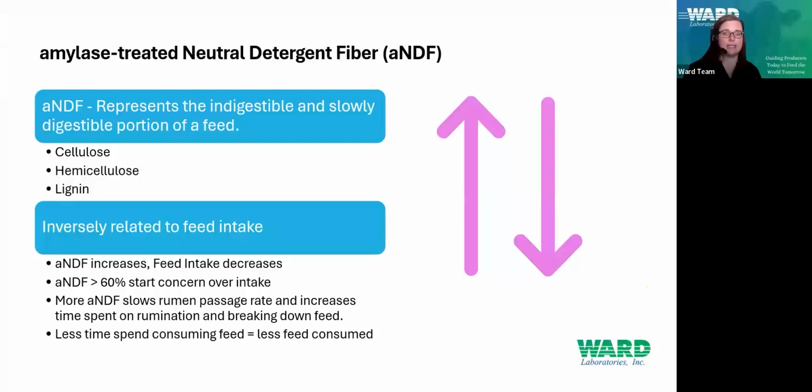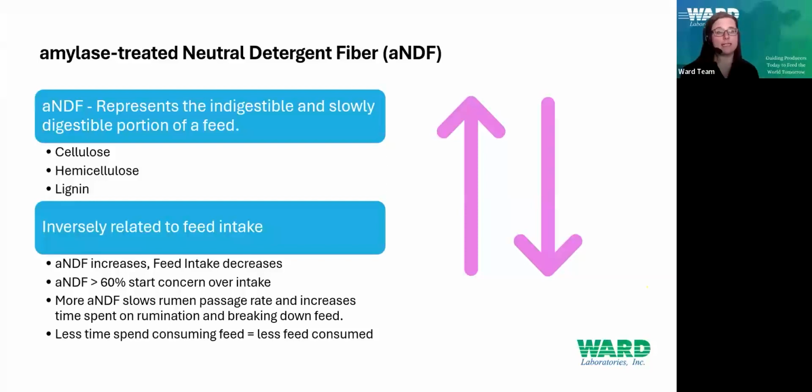And the reason is because the longer it's going to take for that animal to really break down that fibrous feed. So the NDF consists of cellulose, hemicellulose, and then lignin. And cellulose and hemicellulose are slowly digestible portions of the feed, and lignin is the most indigestible portion of the feed. So when that ANDF number gets above 60% for beef cattle, we need to really start watching them.